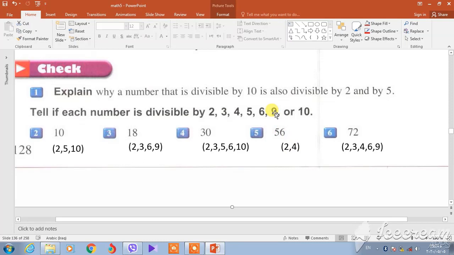Divisible by 9? No, because the sum equals 11. 11 is not divisible by 9, so 56 is not divisible by 9, and it is not divisible by 10 because the last digit is not 0.